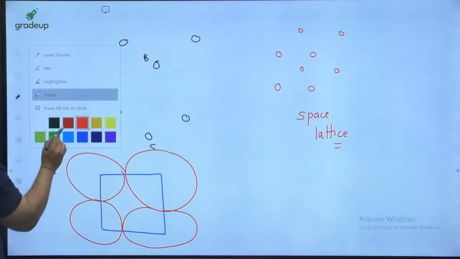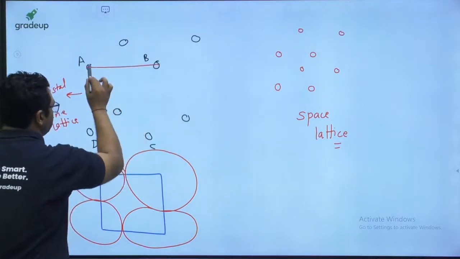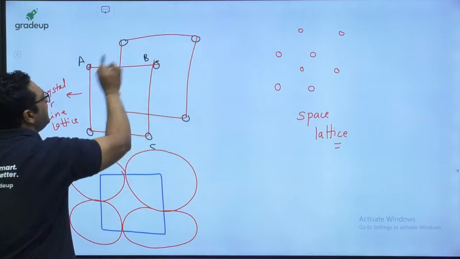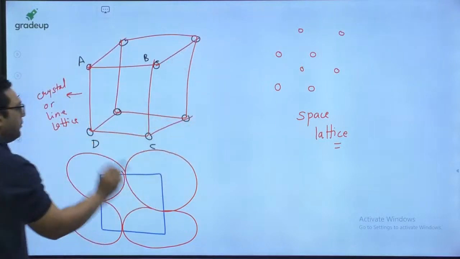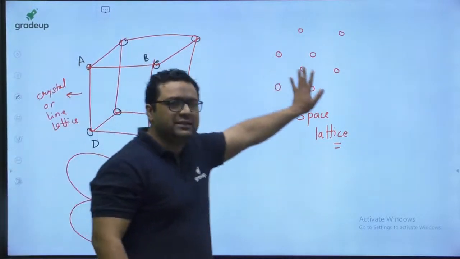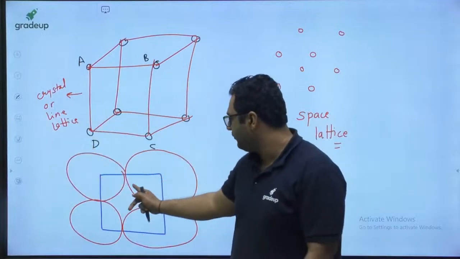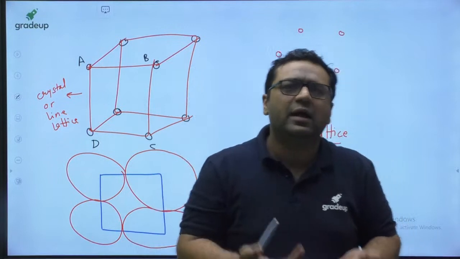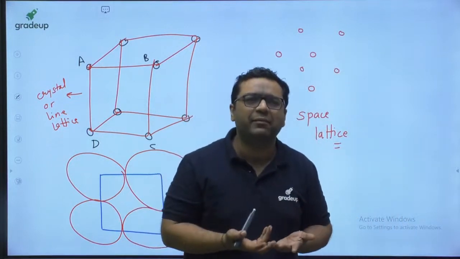If you want to make the line lattice, you need to join these lines. When you are joining this, it will become line lattice. When you are removing this, it will become space lattice. But my dear, neither this is reality nor this is reality. Reality is this one. In real, atoms are there, lines are hypothetical. Guys, please tell me, are you getting the things I am giving you?